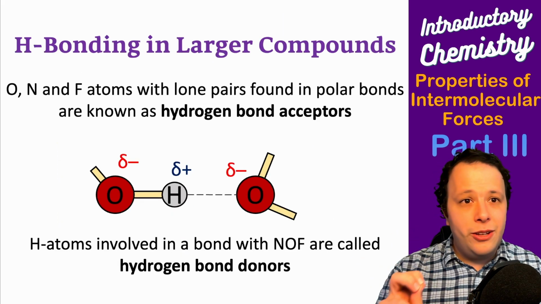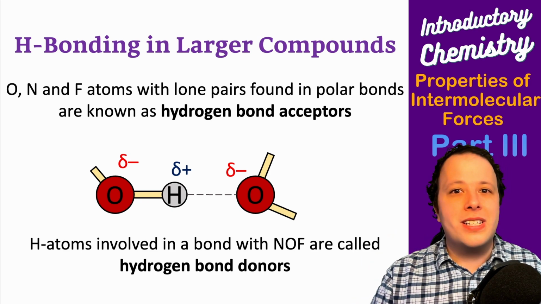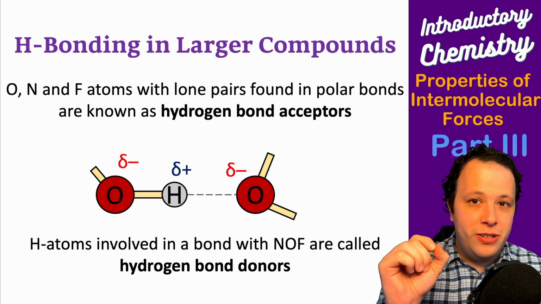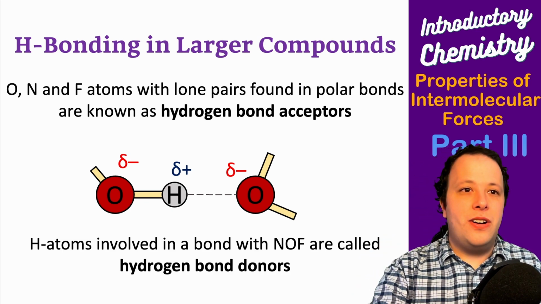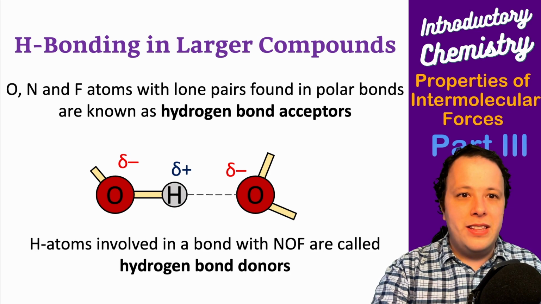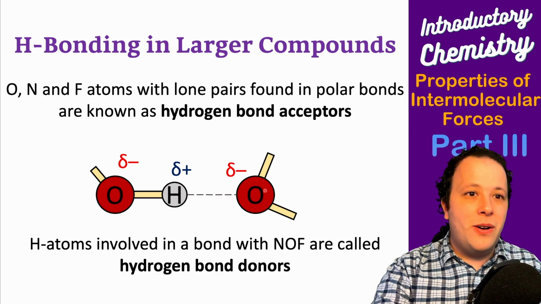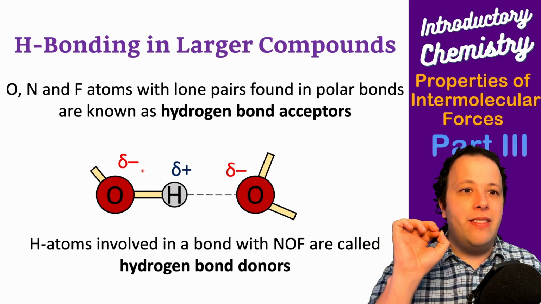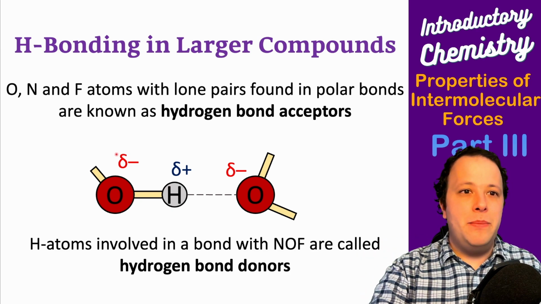For all of you in health science and biology, you have to be able to label how the hydrogen bonding works, and there are two definitions that we have: hydrogen bond acceptors and hydrogen bond donors. Acceptors are on the right-hand side of our molecule over here, where the oxygen is accepting the hydrogen interaction, whereas the donor is the side with the hydrogen, the part that has the NOF component on it.